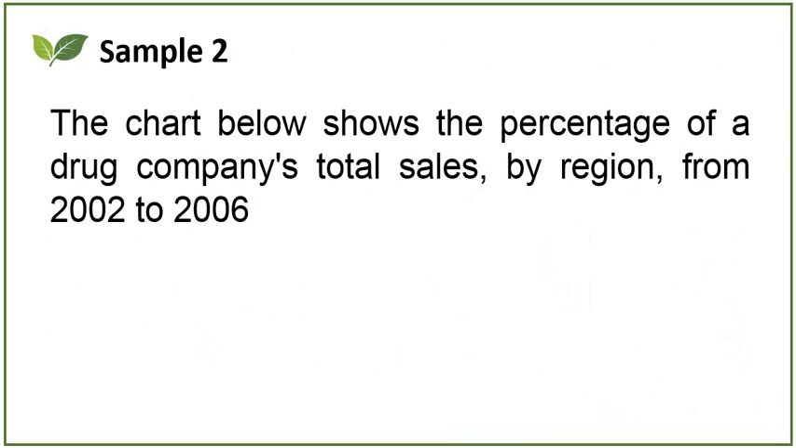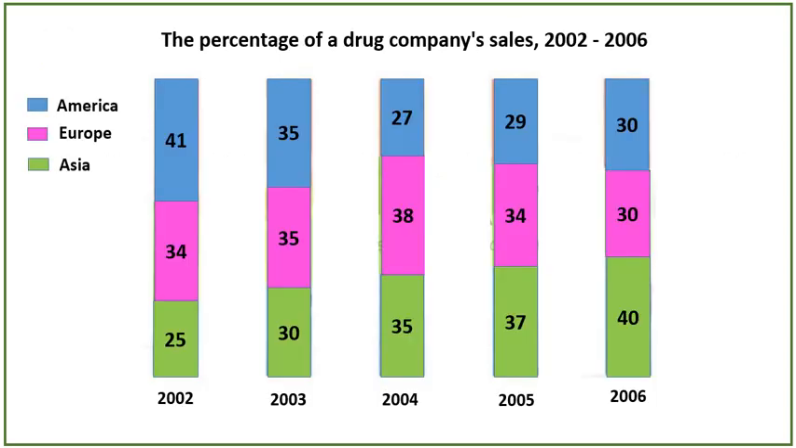The chart below shows the percentage of a drug company's total sales by region from 2002 to 2006. Asia, Europe, America.